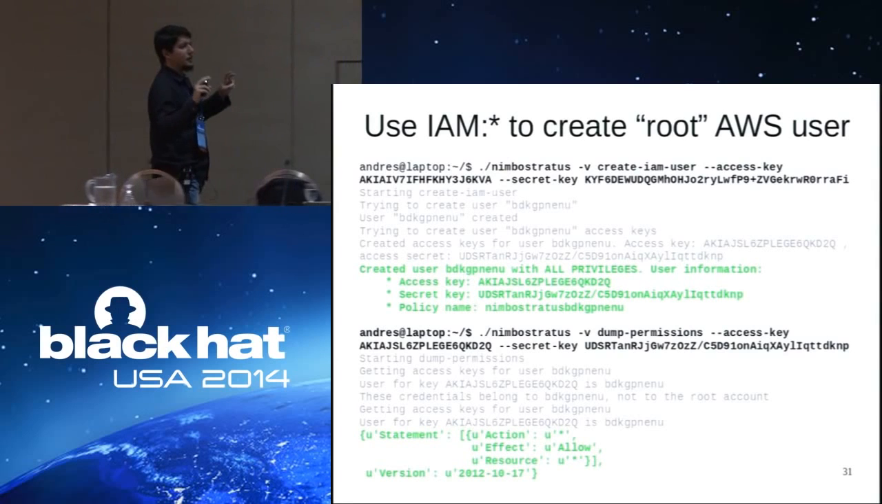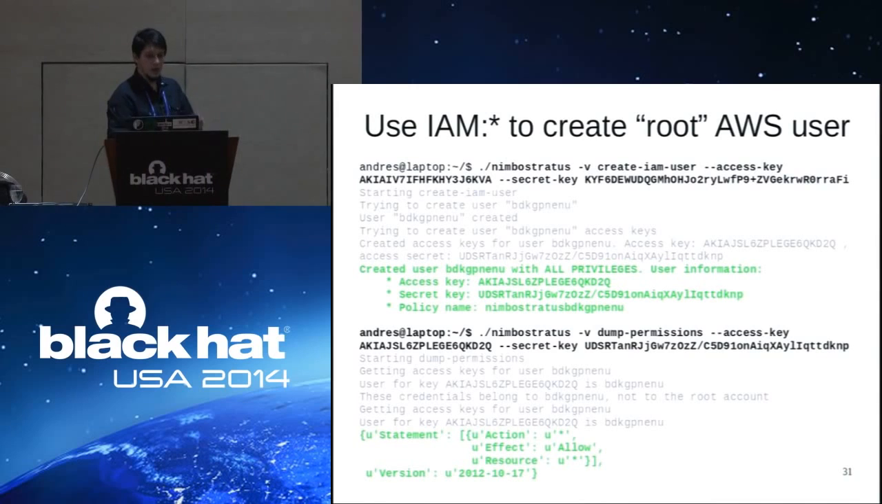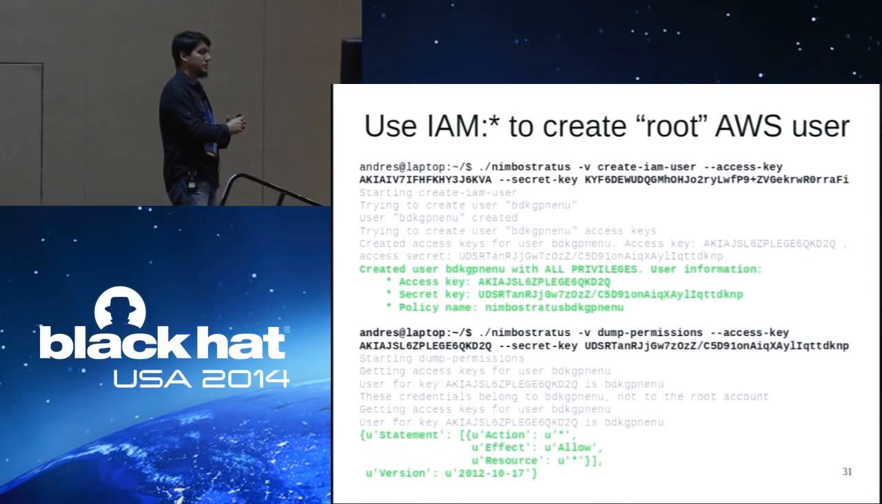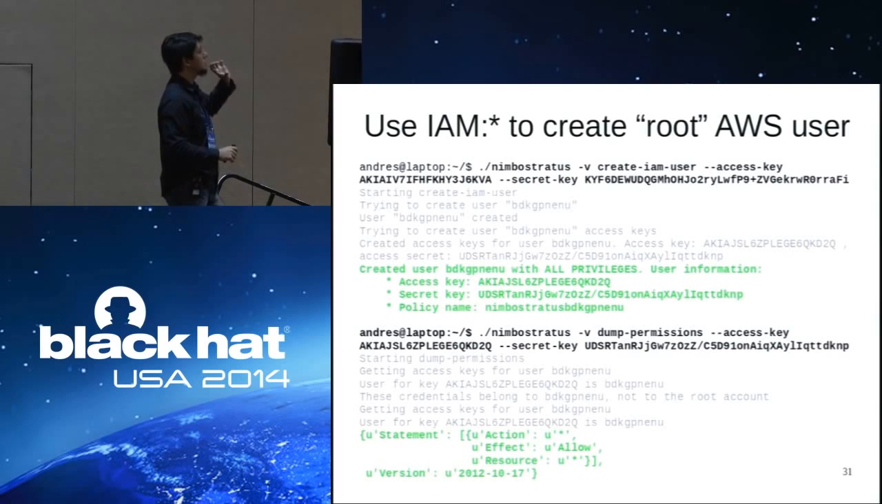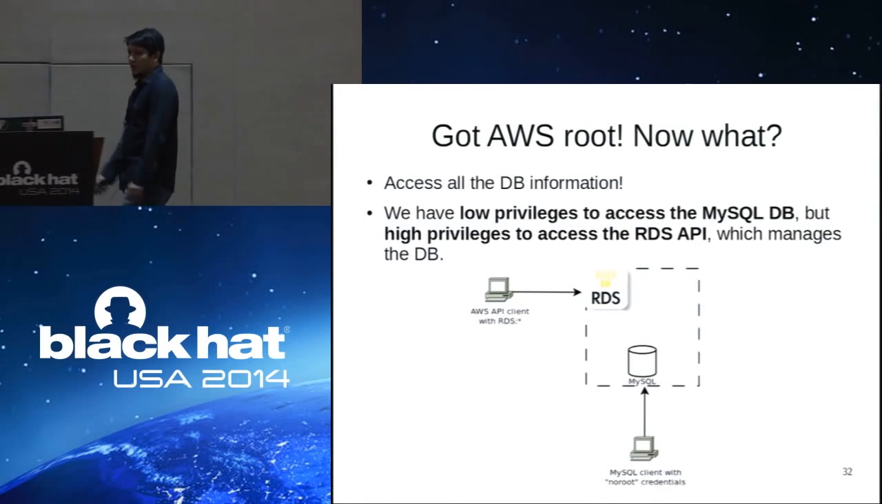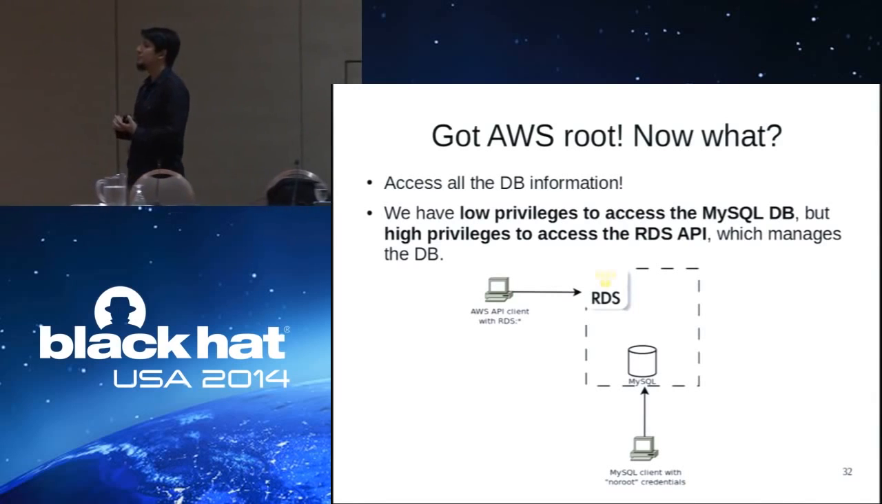So that's kind of getting root on the Amazon cloud for one user. If you have all the IAM permissions, you are root for that Amazon cloud. Okay? So this is important. Just to verify, I dumped the permissions for the new access keys and secret keys, and it says that, yes, you have everything. You can do whatever you want. So I got root at that Amazon cloud.